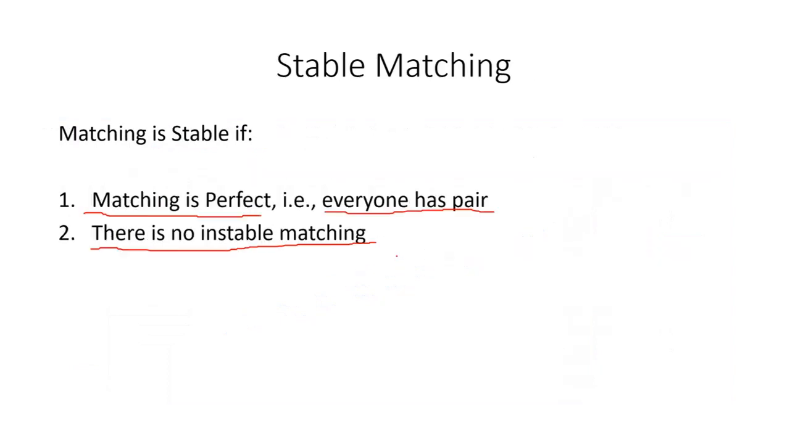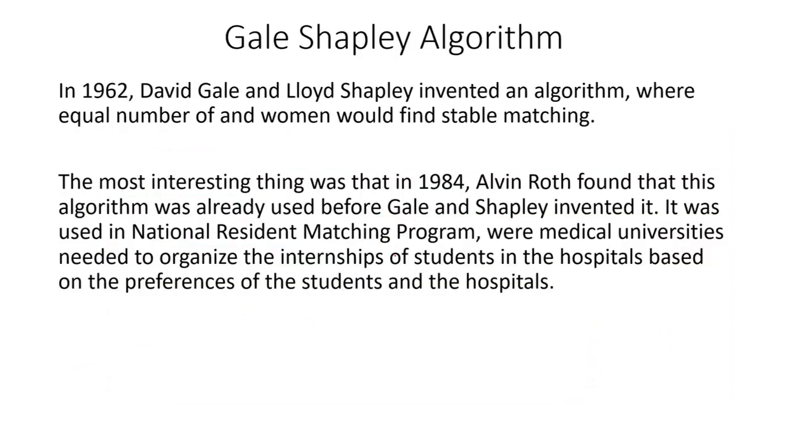So in order to solve the problem, we need to discover the next algorithm, which is called Gale and Shapley. In 1962, David Gale and Lloyd Shapley invented an algorithm which can find the stable matching for an equal number of men and women.